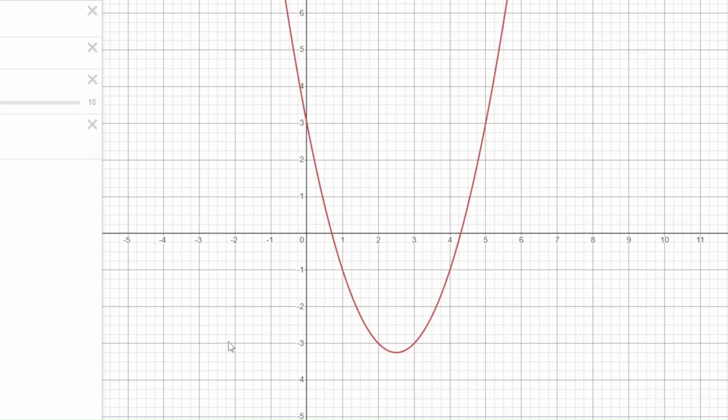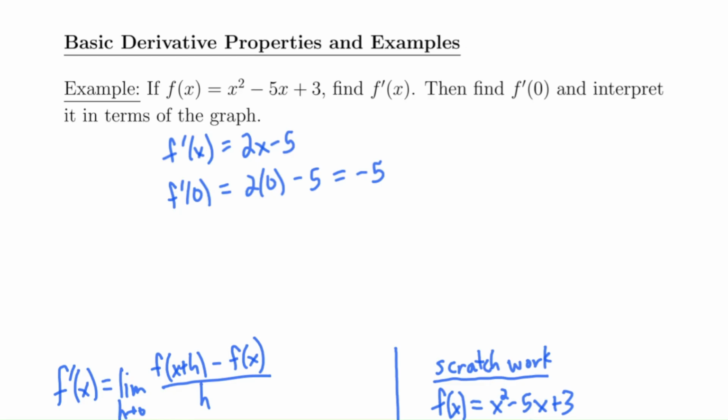Now let's look at a graph in Desmos here. This is the graph of the function x squared minus 5x plus 3. And then the question was, at 0, what is the derivative? What's f prime of 0? And notice f of 0 was 3. But what is f prime of 0? What is the slope of the tangent line there? Well, it turns out it's negative 5. So that was real quick, right? Notice how easy, how simple that was.